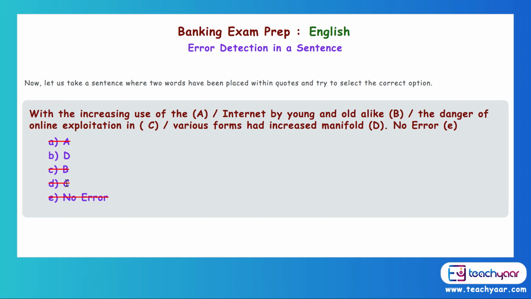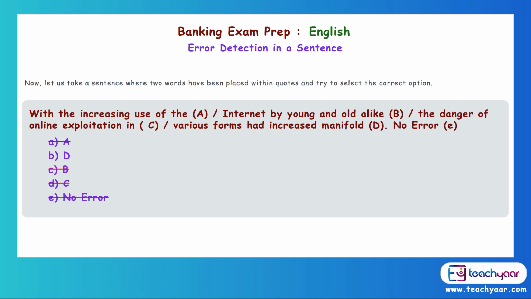Now, what is the error here? We are talking about with the increasing use of, that means in the present day, the use of the internet is increasing. We are talking about the present. By everybody, by young, old, all are using the internet. So the danger of online exploitation. Now when you say all this, what is the tense which has been used in the D part? Had increased, past perfect tense. So you can't say something about the present and use the past perfect tense. So that is why the mistake is there in the D part.